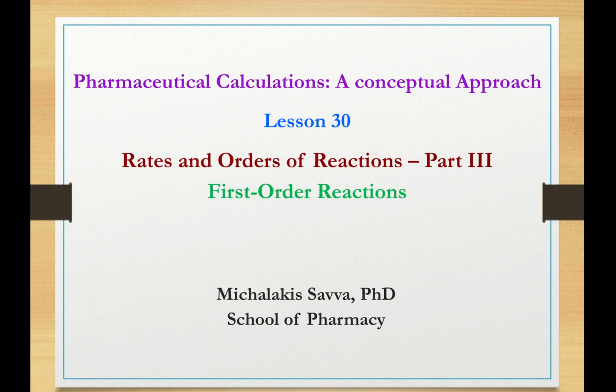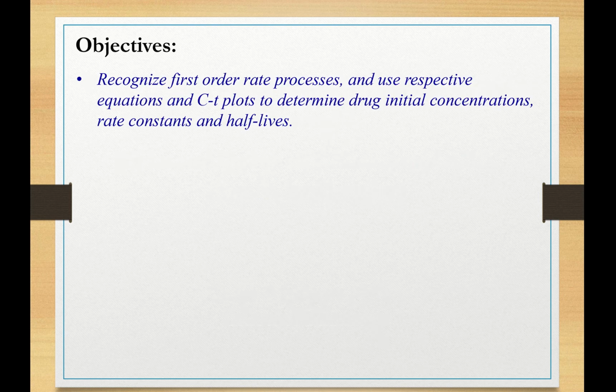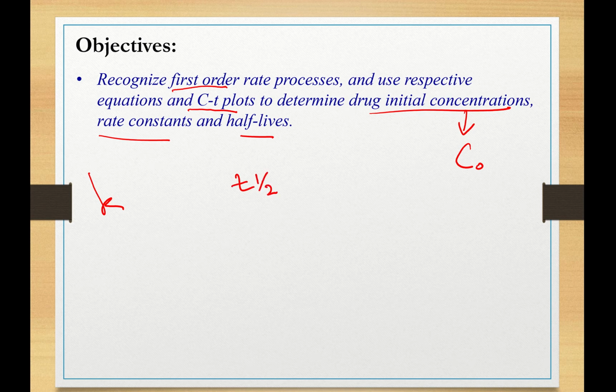Welcome to Pharmaceutical Calculations, a Conceptual Approach, Lesson 30, Rates and Orders of Reactions, Part 3, First Order Reactions. Today's objectives are to learn how to recognize first order processes and use best fit equations from concentration time plots to determine drug initial concentrations. Now we know that this is C0, first order rate constants K, and half-lives that would be T1/2.